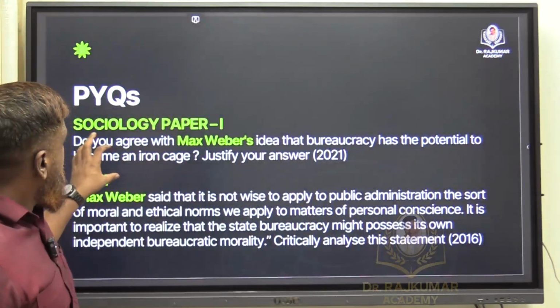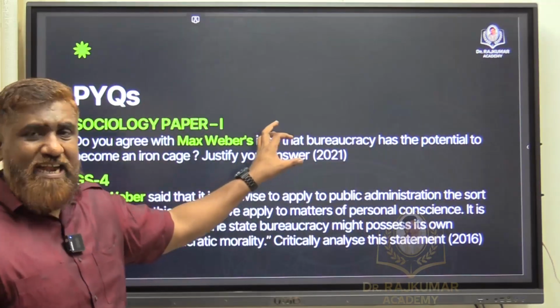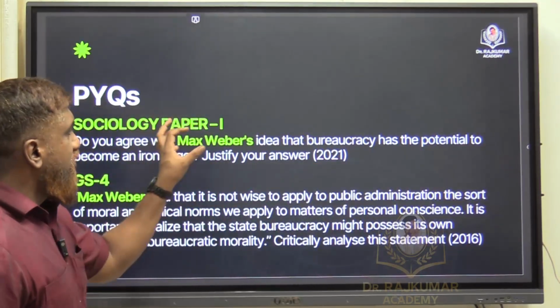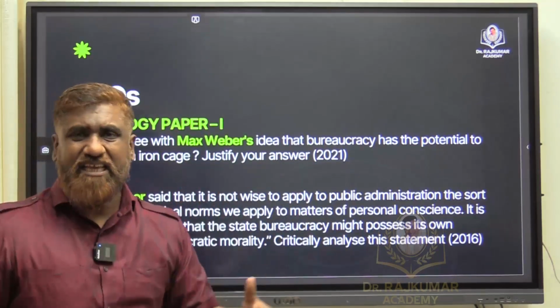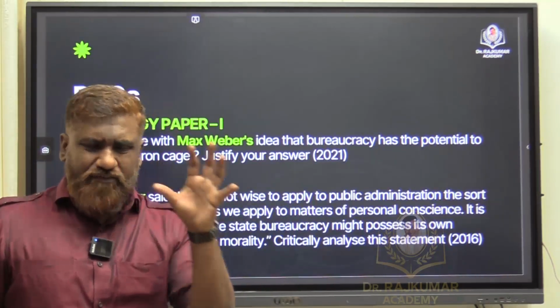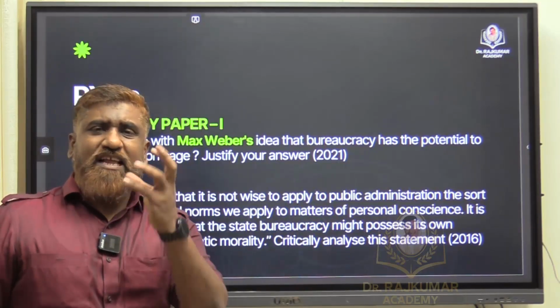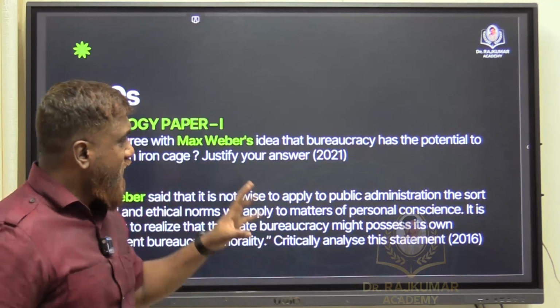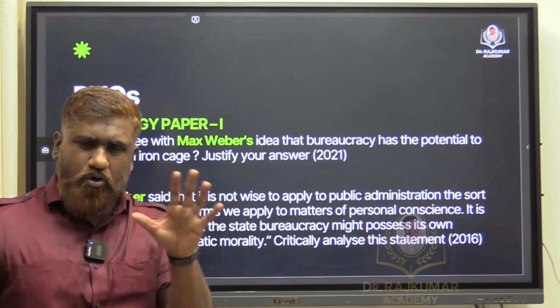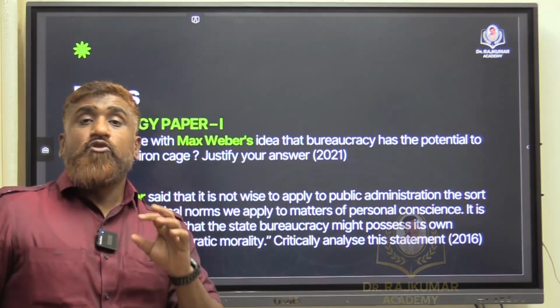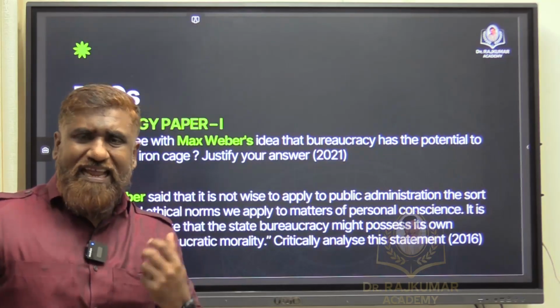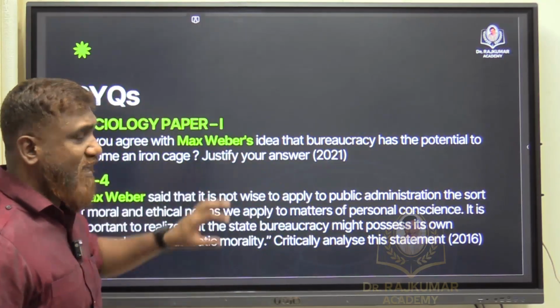Do you agree with Max Weber's idea that bureaucracy has the potential to become an iron cage? So the iron cage of bureaucracy is what he used to say. It's like a parrot living in a golden cage. That is what Max Weber used to say with regard to bureaucracy. Why he says so is his analysis. Though he is positive about bureaucracy, yet he uses this image. So can we justify their asking a question?